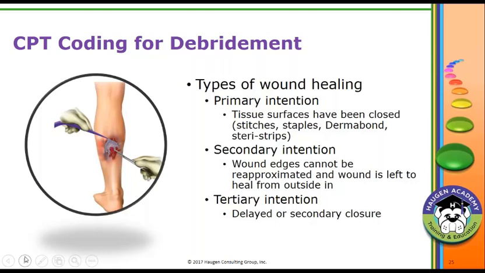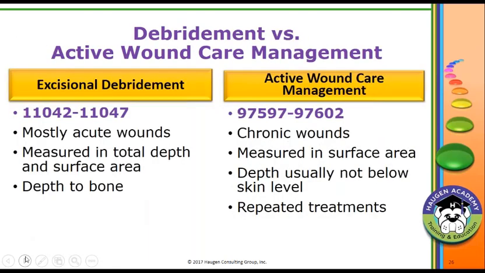There's either been an avulsion of skin or ulceration, and so this wound is left to heal from the outside in. Most of what we see in the wound care setting is going to be for wounds that heal by secondary intention. If you think of those ulcers, we're really just trying to provide the best healing conditions possible in order for this wound to heal without being able to suture it closed. And tertiary intention, we are not going to be discussing today. Those are wounds that heal by delayed or secondary closure.